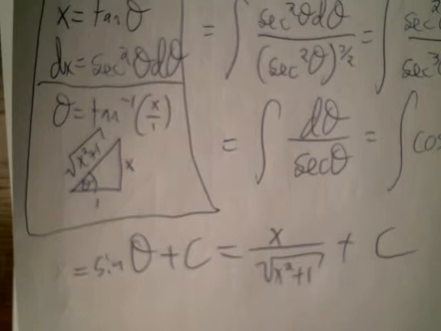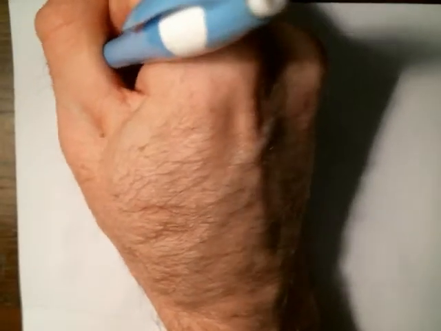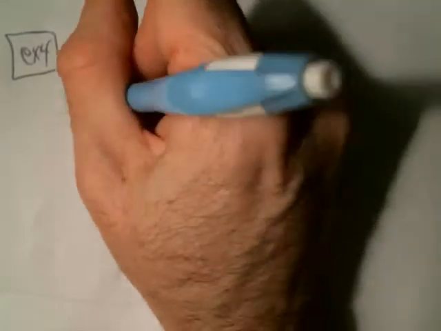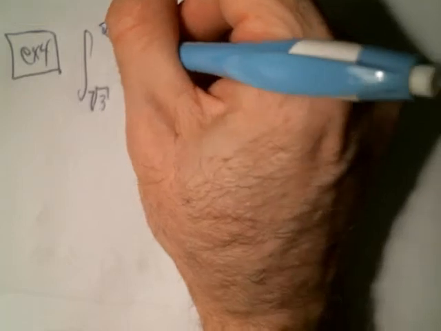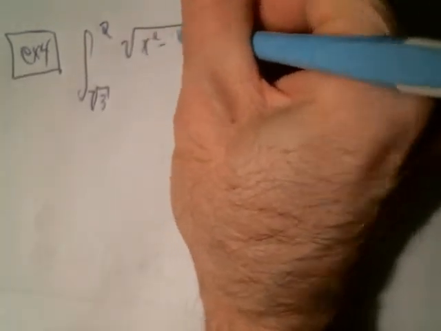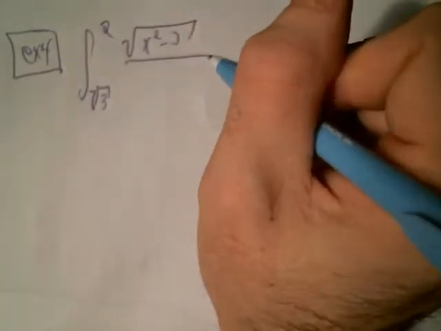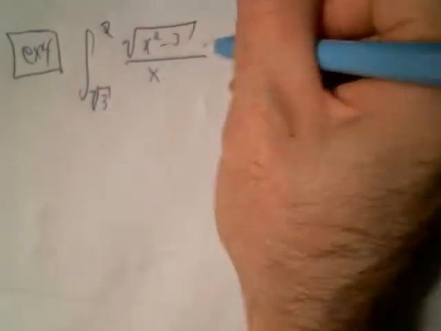Okay, let's try one where we have to actually evaluate the critter. This would be example 4. And we have the integral from radical 3 to 2 of square root of x squared minus 3, all over x, dx.